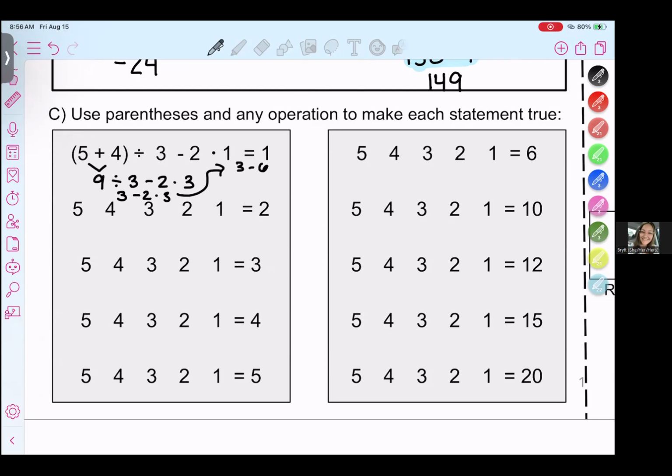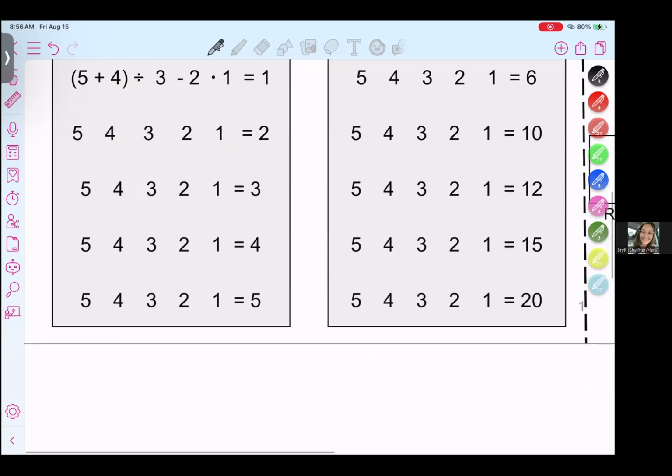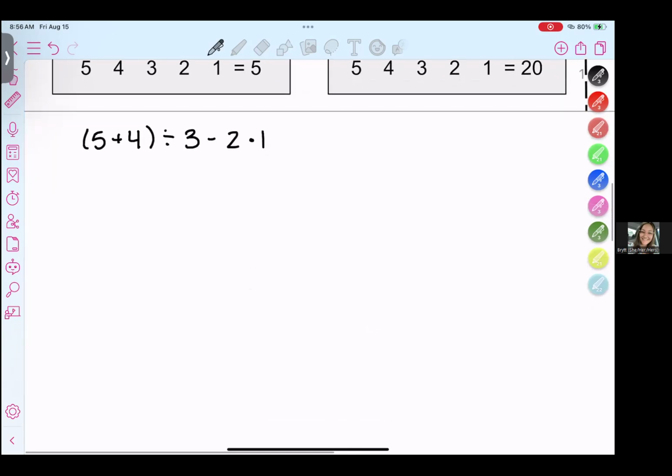Uh-oh. I think I did something in my PEMDAS wrong, right? Because that would give us a negative 3. So did I do my PEMDAS wrong here? Or is there a mistake in the problem? Let's look at it. So let's rewrite the problem down bottom so I can see it a little bit more. So I have 5 plus 4 divided by 3 minus 2 times 1. What comes first in PEMDAS? Parentheses, right? So we have 9. Bring everything else down.